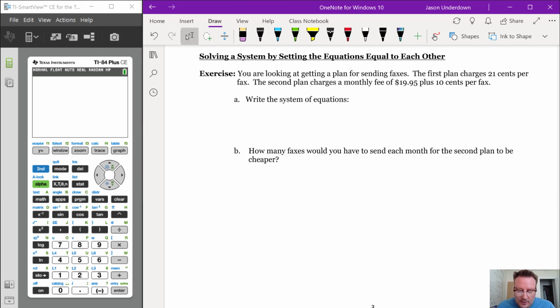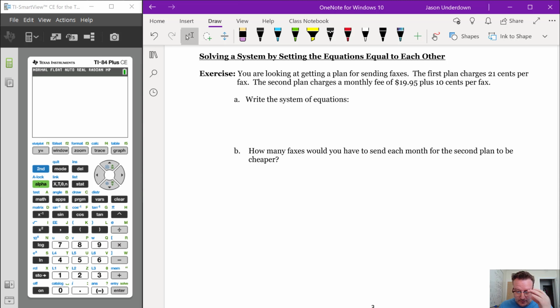Okay. We're going to do another method of solution, solving a system by setting the equations equal to each other. Okay, you are looking at getting a plan for sending faxes. Unfortunately, they haven't died out yet, have they? Sometimes you still have to send a fax. The first plan charges 21 cents per fax. The second plan charges a monthly fee of $19.95 plus 10 cents per fax. Okay, write the system of equations.